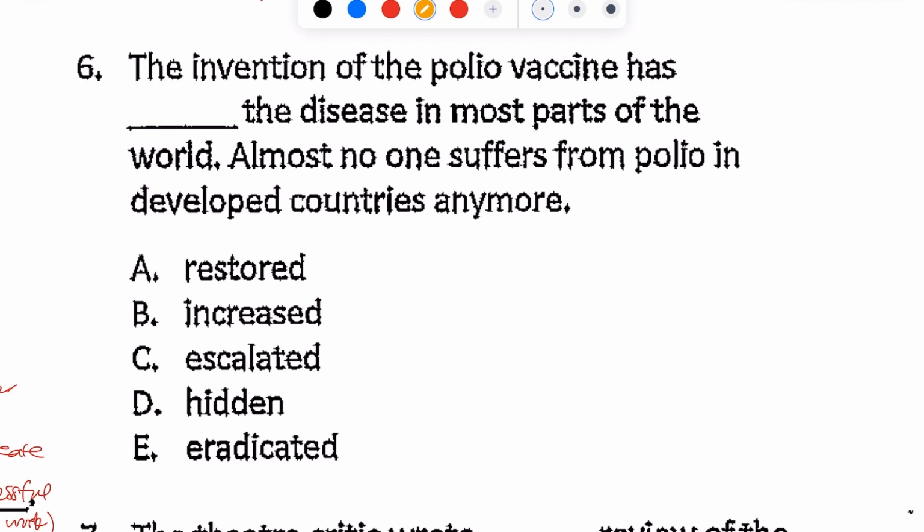FDR, one of the presidents, Roosevelt, actually had polio, and that's why he was in a wheelchair, because it affected his nerves. So it's a really deadly disease that really impacts your life, and it's a good thing that it's been eradicated. So eradicated would be the best. It means to disappear, to eliminate. So it's been virtually eliminated from most parts of the world. Although now it's been coming back because there's this anti-vaccine belief for a lot of people, and then it's coming back, which is unfortunate. But again, choice E is the best answer here.